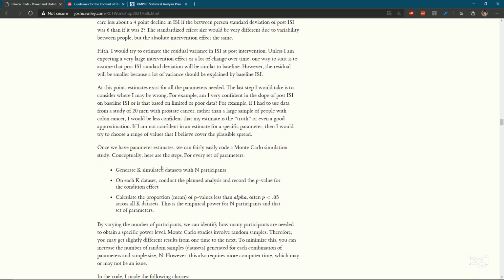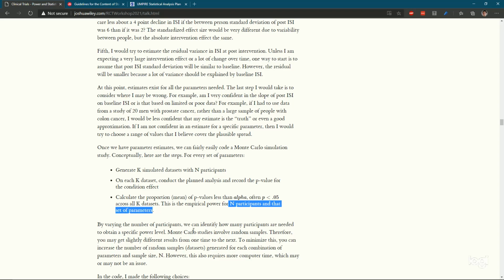So for every one of those, generate k, that's some number of simulated data sets with n participants. Once, that might be 100 participants. Another time, that might be 200 participants. On each of those k data sets, conduct the planned analysis and record the p-value, in this case for the condition effect. Record the p-value for the difference between CBTI and sleep hygiene. And then we just calculate the proportion, the mean, of p-values that are less than alpha. Often our alpha is 0.05, but whatever you want it to be, across all k data sets. And this is the empirical power for n participants and that set of parameters.